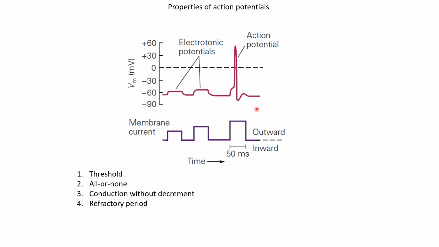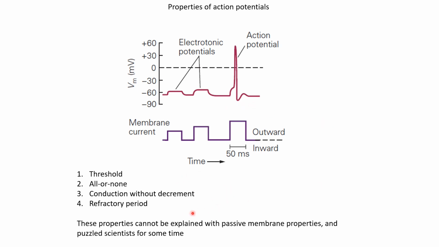All of these properties cannot be explained by the basic passive membrane properties like the capacitance or the ion channels with constant conductance. These properties actually depend on the voltage gated ion channels, which have active conductances that can change over time in response to changes in the voltage of the neuron.